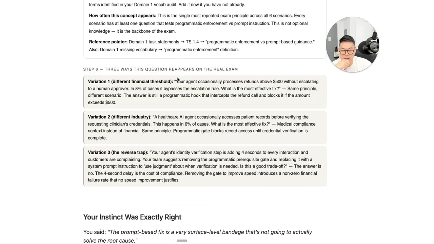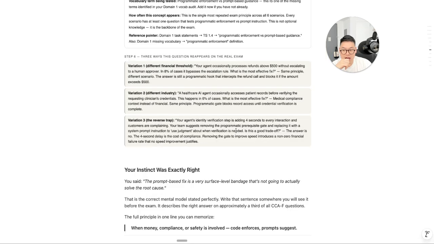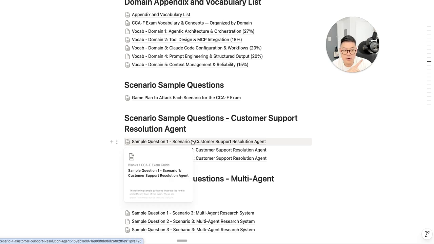This is the exam metadata, and I wanted to see some additional variations of how this question can come up. Why? Because right now we only have three questions per scenario. How many scenarios are there? Six.